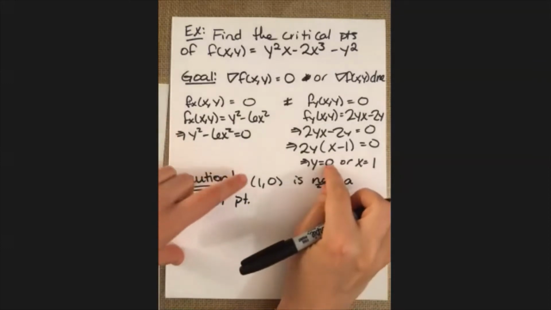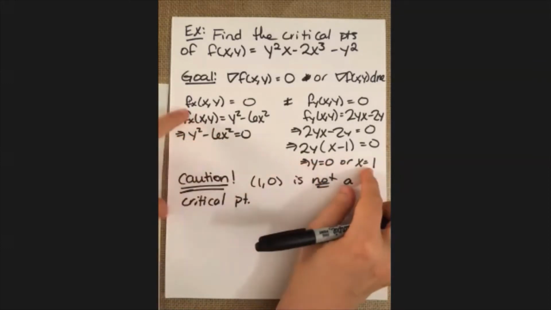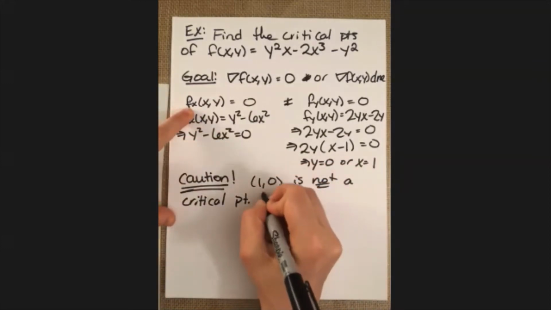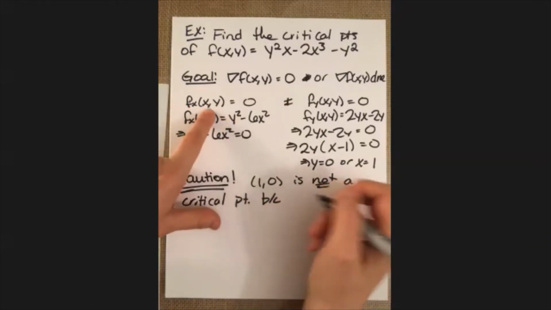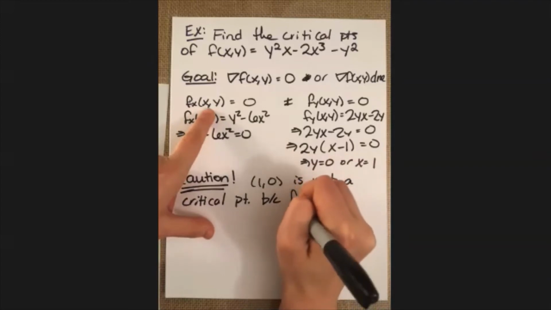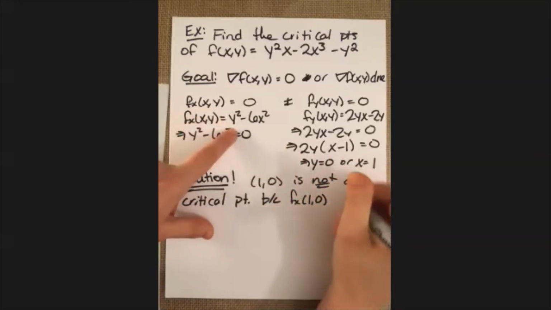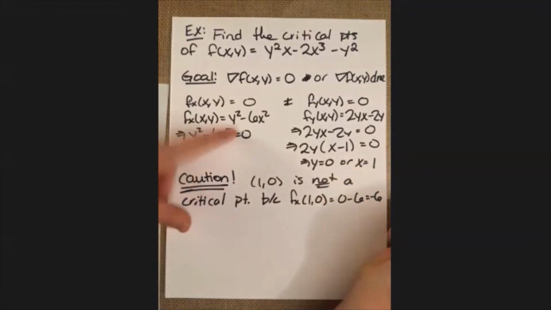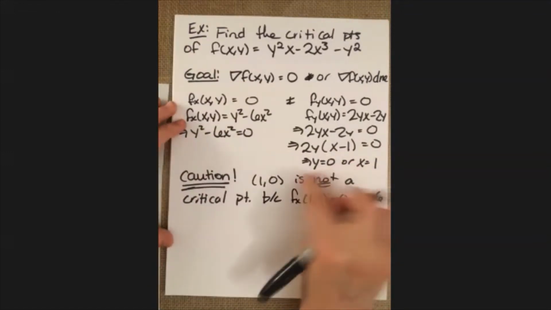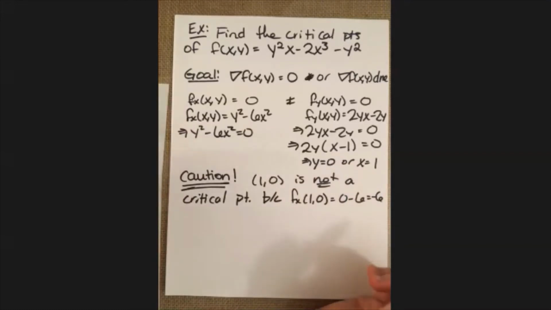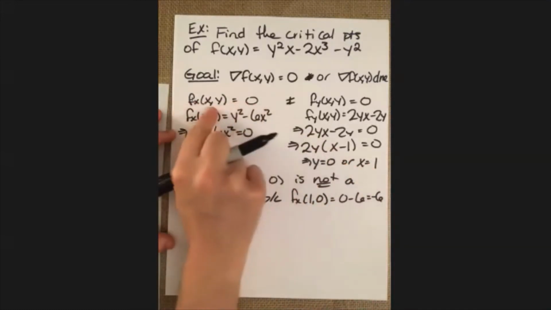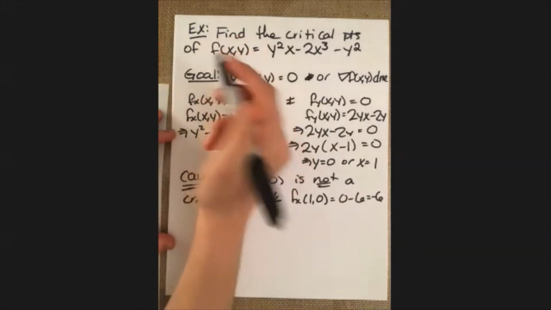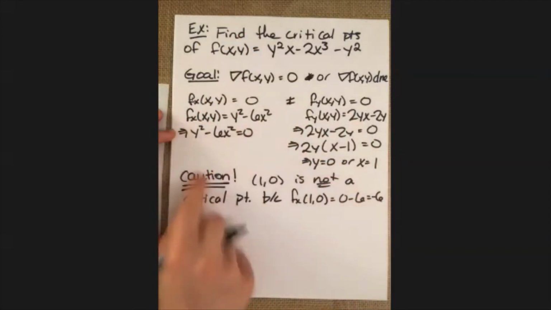notice that if we take (0, 1) and plug it into f_x at (0, 1), or at (1, 0), this is going to be equal to 0 minus 6, which is just negative 6. That's not equal to 0. So this isn't a critical point, at least not when we put them together. What we want to do is plug each one of these separately into f_x to figure out what the other piece has to be to make this true.